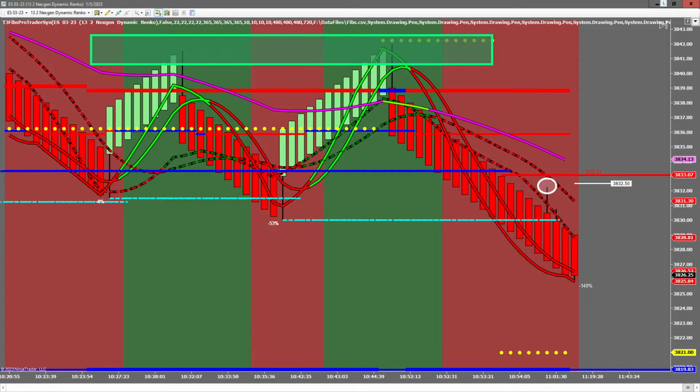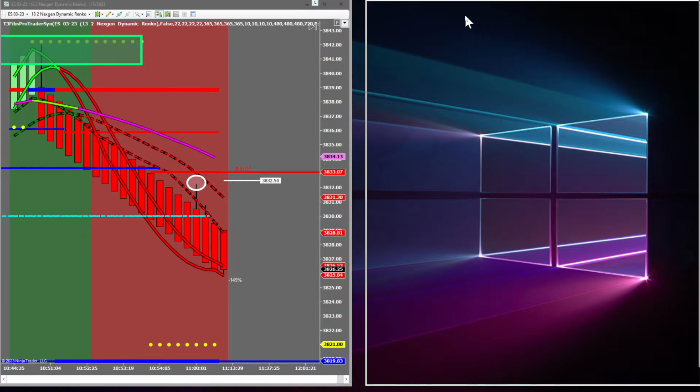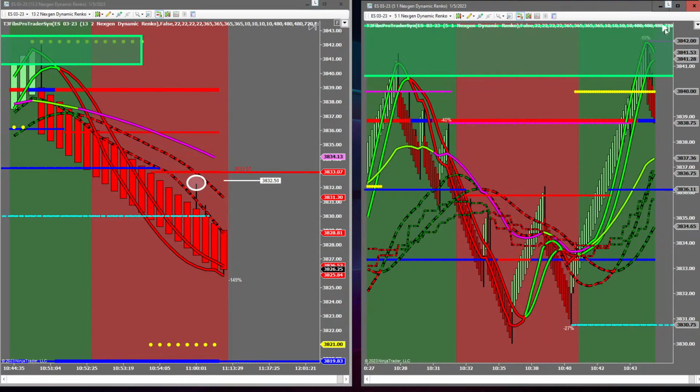I know you guys are short. Where did you guys go short? Give me a price. All right, let's look at where the rules say.